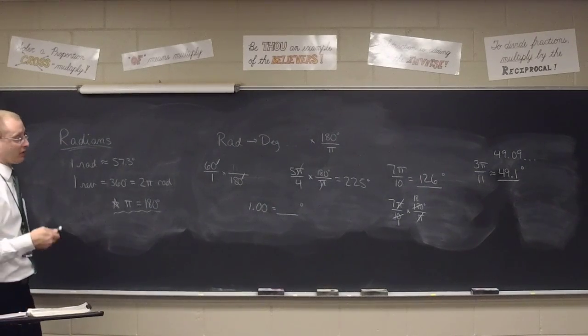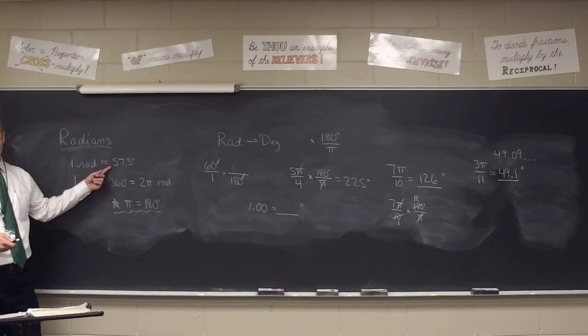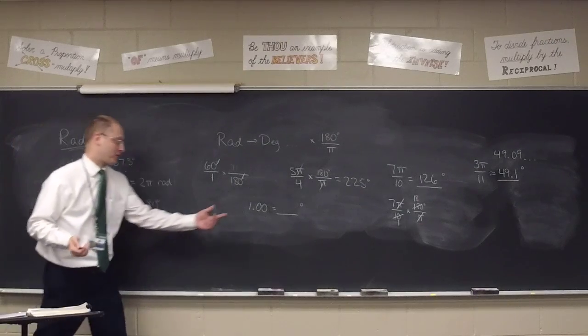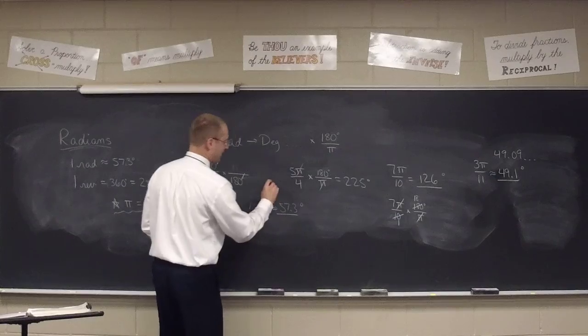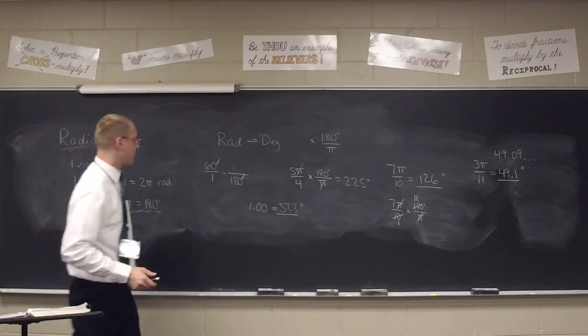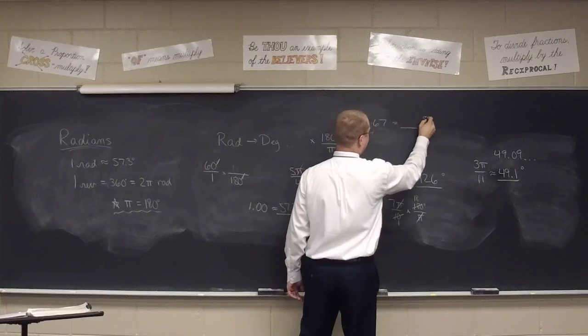Again, let's round to the nearest tenth and we get 57.3. Oh yeah, 57.3 degrees. What I told you a radian was going to be, right? That's also got 3 sig figs in it, by the way. But again, approximately 57.3. So what if we had 2.67 radians is how many degrees?